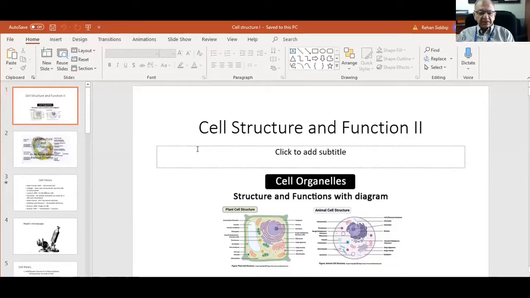So let us start with cell structure and function. And you're looking at these slides. You already have a set of these slides, and I will use these slides to explain the cell structure and function. Those of you with odd roll numbers have already learned this in the lecture room, and those with even numbers will learn it with the help of these slides. If there are any questions after you hear this recording, you are welcome to ask me.